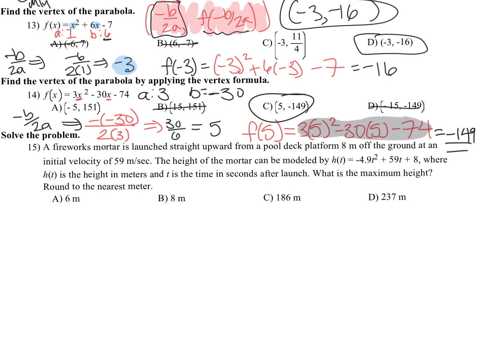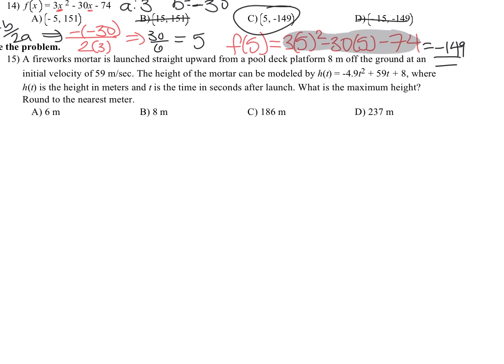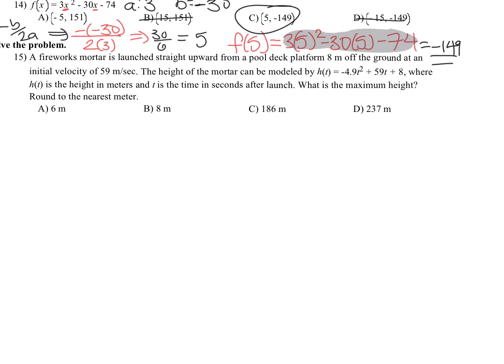So now we have a word problem. It says, a fireworks mortar is launched straight upward from a pool deck 8 meters off the ground at an initial velocity of 59 meters per second. The height of the mortar can be modeled by h at t equals negative 4.9 t squared plus 59t plus 8, where h at t is the height in meters and t is the time in seconds after launch. What is the maximum height?